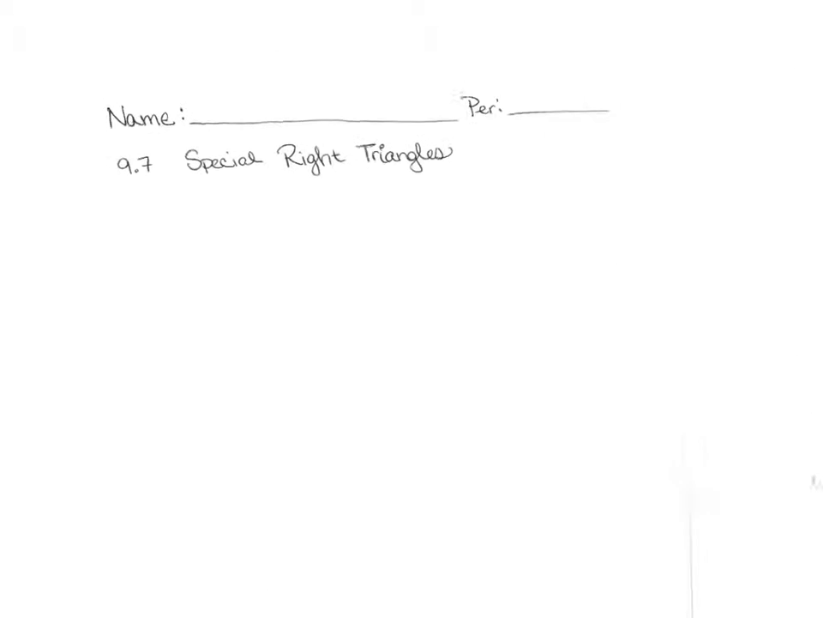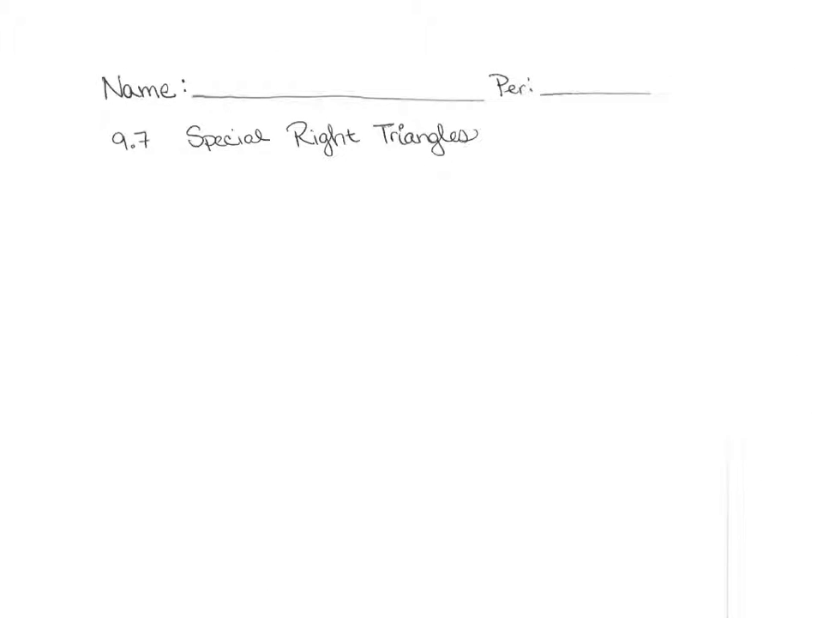Okay, today we are learning section 9.7, special right triangles. This is different than the right triangle families. So we have two theorems to talk about today, two different types of triangles. The first triangle is going to be a 30, 60, 90 triangle. So, 30, 60, 90 triangle theorem.